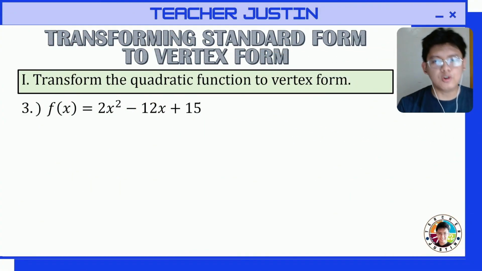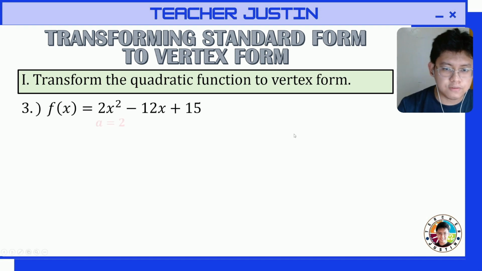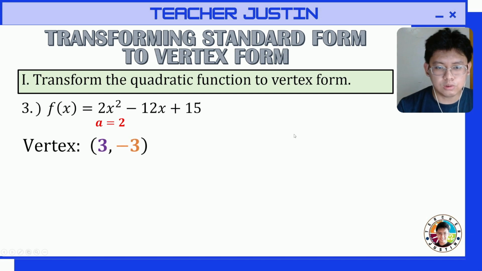Okay, let's transform this quadratic function to vertex form. So we have f of x is equal to 2x squared minus 12x plus 15. So ang first step natin is to find the value of a, which is 2, and then our vertex. So yung vertex natin is 3, negative 3. So nakuha na natin to before. So sa previous video natin na item number 3, we get the vertex of this quadratic function.